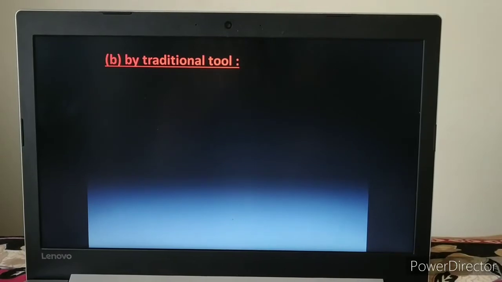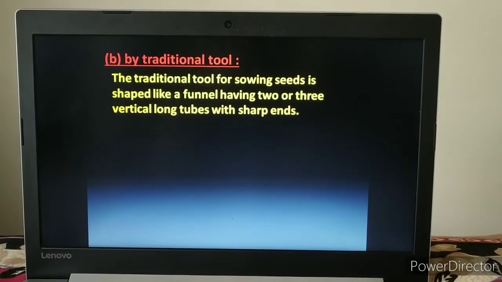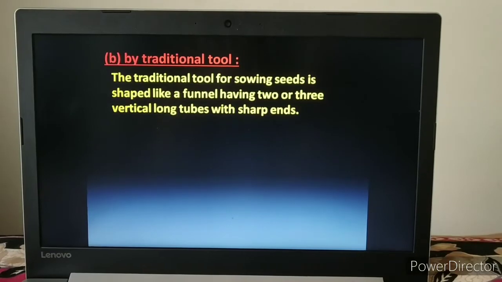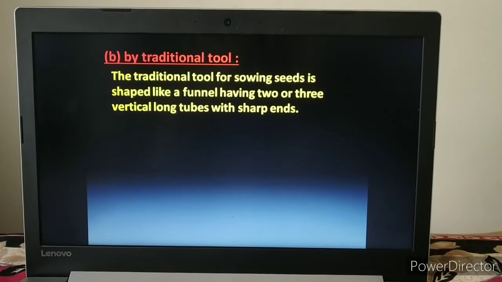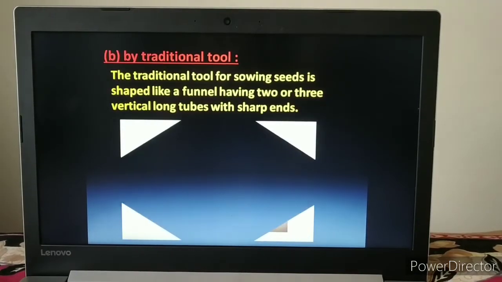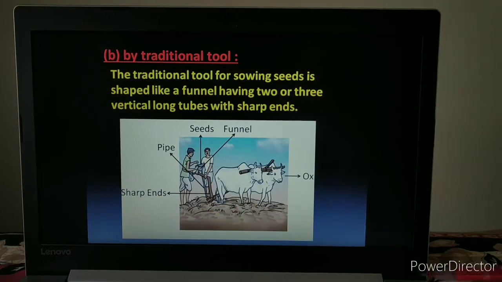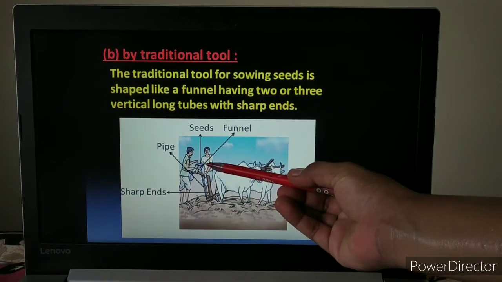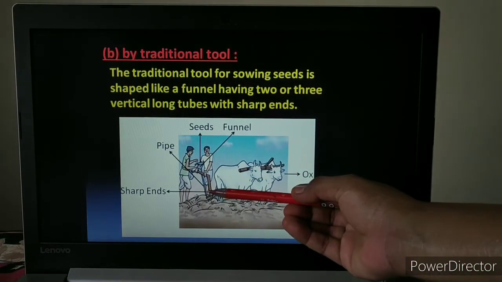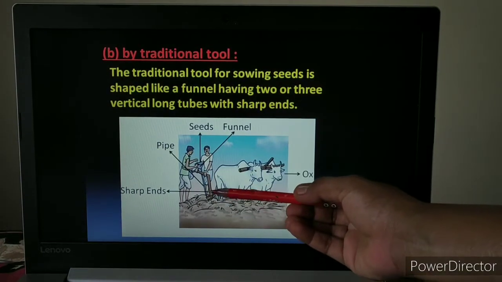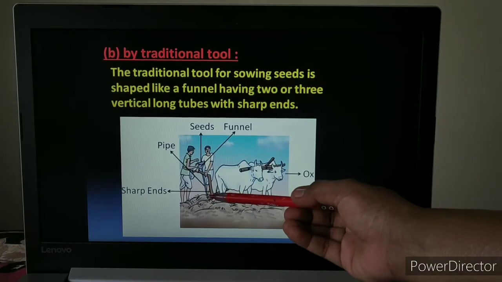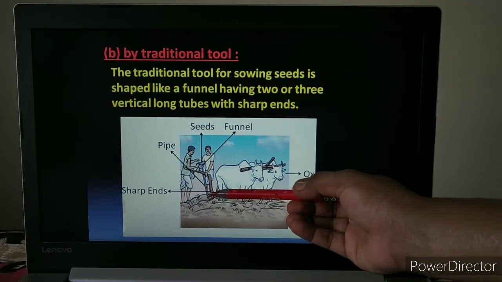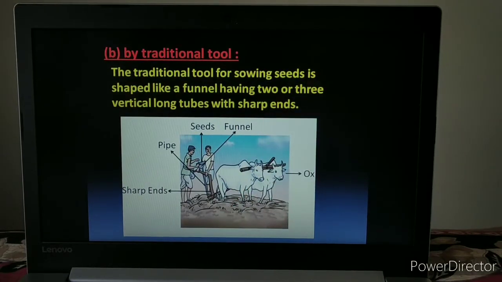Next, the traditional tool. The traditional tool for sowing seeds has a shape like a funnel having 2 or more vertical tubes, and at the end it has sharp ends. From the picture you will get the idea. Seeds are kept into this funnel. It has a number of vertical tubes. The seeds pass through these tubes, and at the end of the tubes we have sharp ends. Through these sharp ends the seeds are sown into the field. So this is the traditional method.